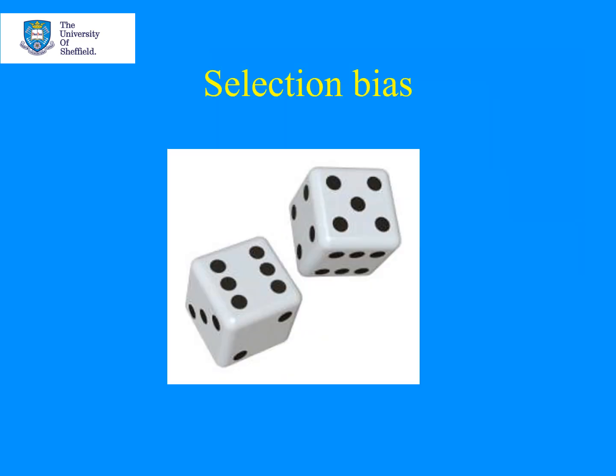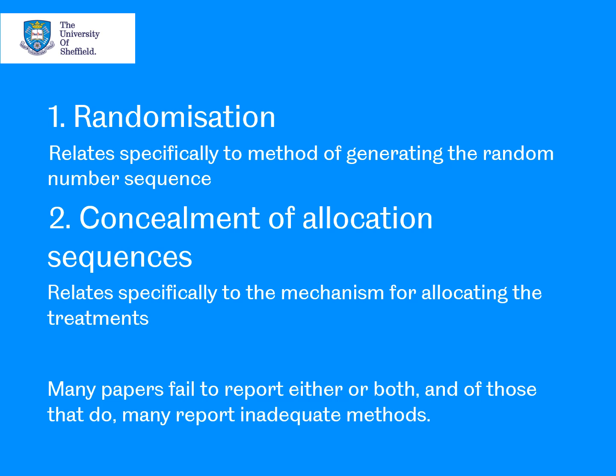Now, selection bias relates to how we identify the patients for inclusion in the first place. Typically, we're interested in the method of randomization and in whether any of those involved are aware of how the allocation is being made, and many papers fall short on these accounts or report incompletely or inadequately.